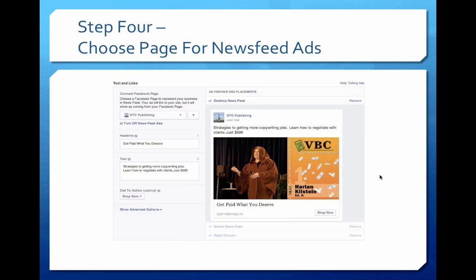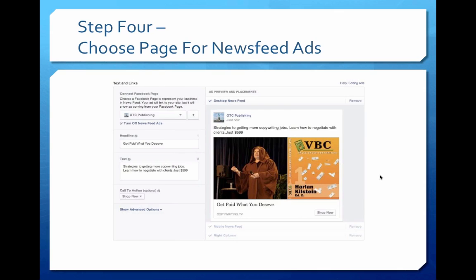Strategies to getting more copywriting jobs. Learn how to negotiate with clients. Just $5.99. I put in just $5.99 to let people know that this isn't free and that I want them to buy something. And on the left hand at the bottom, you see that there's a call to action, shop now. I'm telling them, you want to buy.